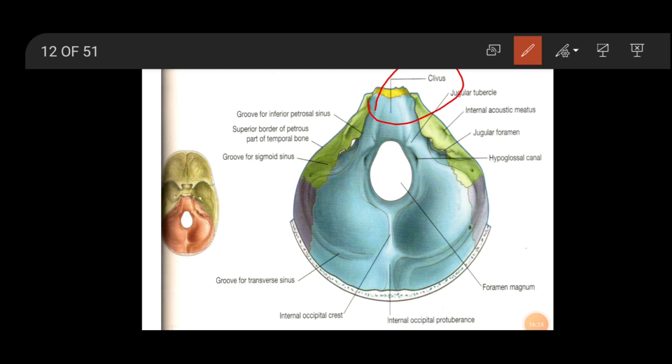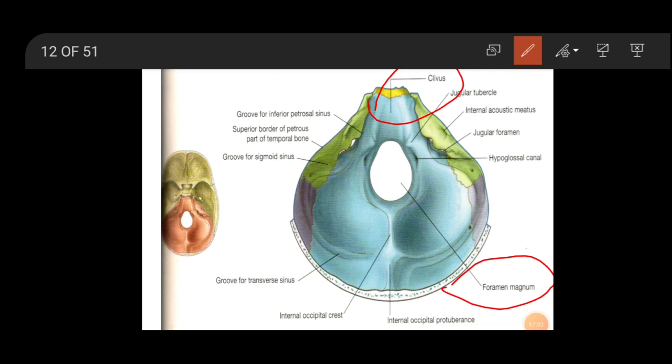The medulla oblongata and pons of the brain are in direct contact with this clivus. Behind the clivus, you see a large foramen, which is the foramen magnum. As you are familiar, through the foramen magnum the medulla continues as the spinal cord along with the meninges, and you have the blood vessels that also pass through the foramen magnum.